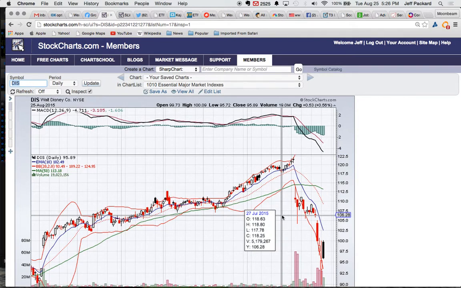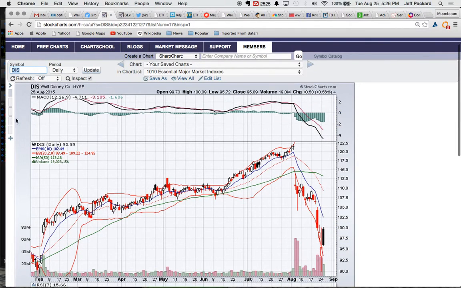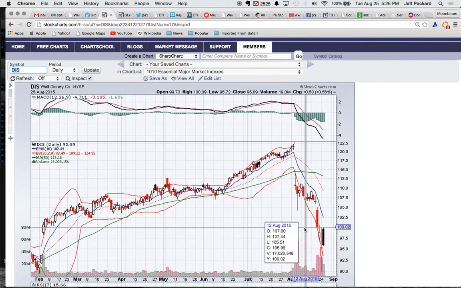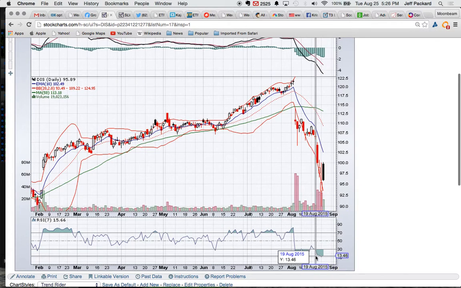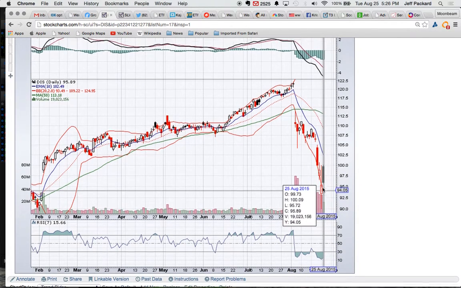So, and then what happened today? Disney finally bounced off of some, I don't even know if that was support or whatever it was, or just oversold. I mean, look how oversold it is right here. So you're getting a bounce in Disney.